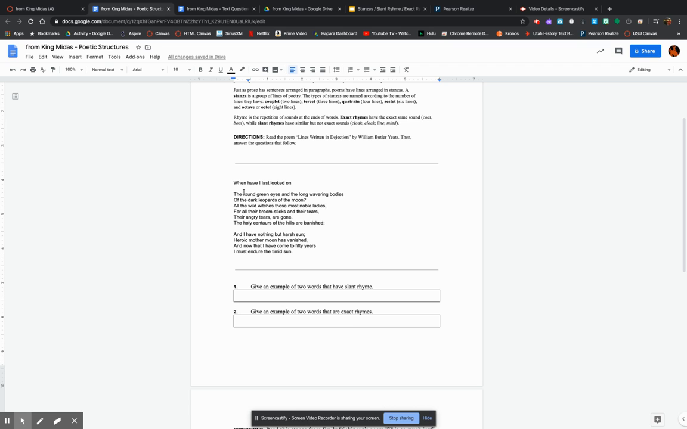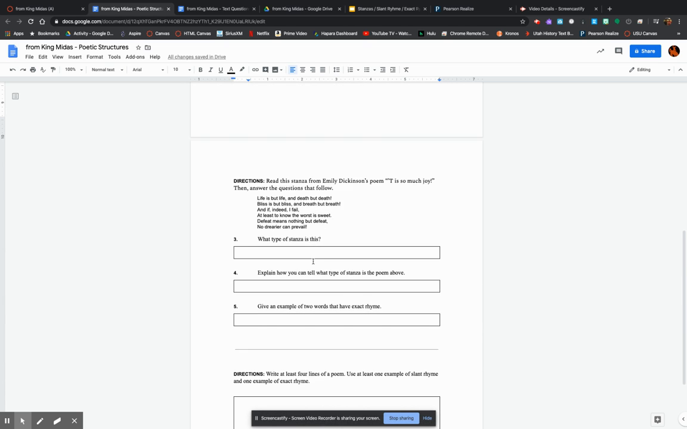Very simple. Notice how there are 3 different stanzas in this poem. We have one that's 8 lines here, we have one that's 6, and we have one that's 4. So you'll be able to identify the different stanzas and their names. But it's going to ask you to identify slant rhyme and exact rhyme in this poem.